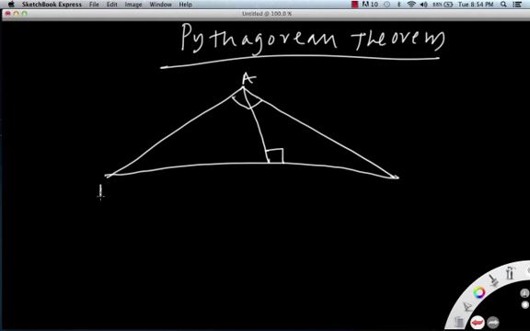ABCD. So as you see, the triangle ABC is a right angle triangle with the right angle at A. Similarly, there is a line segment AD which has created two other right angle triangles, ADB and ADC. So let's look at this. The triangle ABC is the big triangle, which is a right angle triangle.